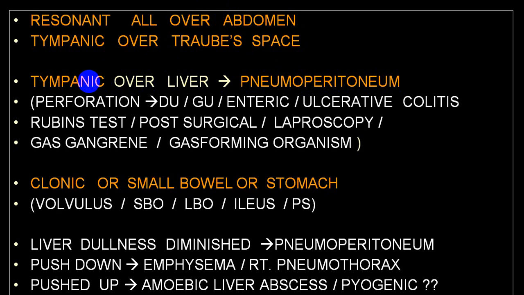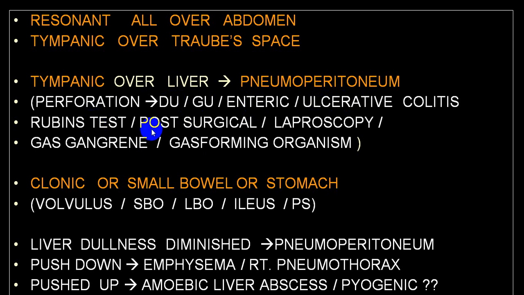air gives rise to a resonant note. Hence, liver dullness will be obliterated, or the area of liver dullness will be reduced depending upon the quantity of air. And this pneumoperitoneum I already mentioned, it can be because of perforation of DU, GU. Gastric ulcer will be in the stomach, duodenal ulcer will be in the duodenum, enteric perforation, and in case of ulcerative colitis, perforation in the colon.